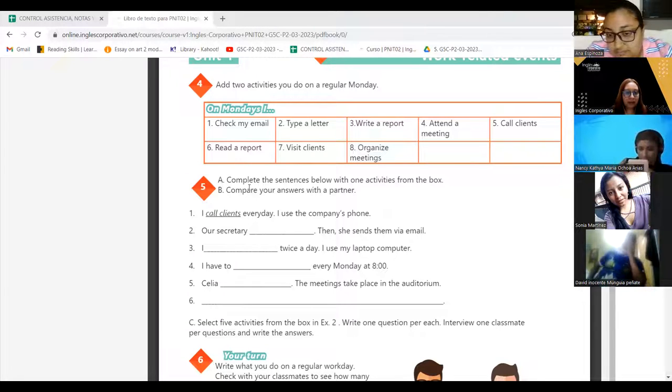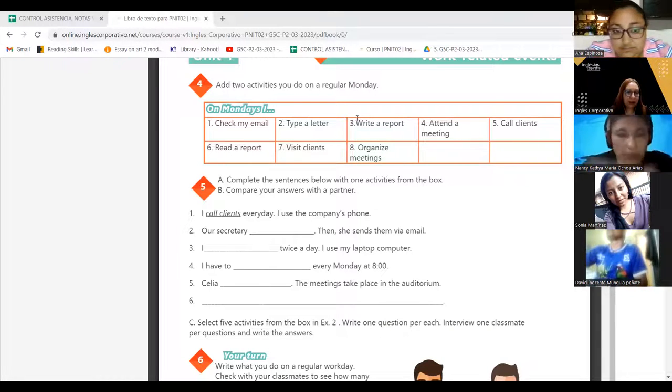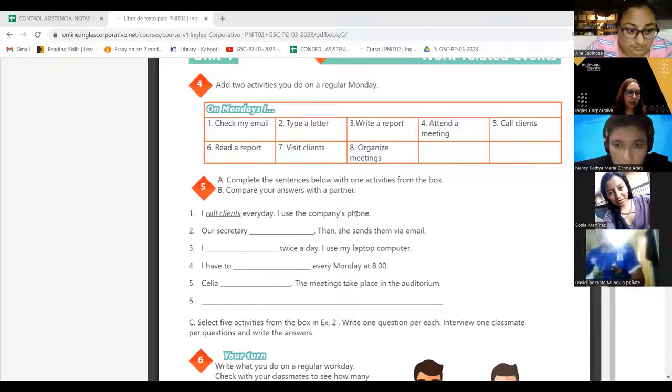And it says, complete the sentences below with one activity from the box. Okay, vamos a completar estas usando las actividades que están acá. Y tenemos el ejemplo ahí. Obviamente, nos vamos a basar en lo que está acá, que nos está dando más piezas de información para saber cuál de estas actividades vamos a poner. Por ejemplo, acá dice I, y dice, I use the company's phone. Ah, entonces tiene que ser, I call clients every day. I use the company's phone, right?